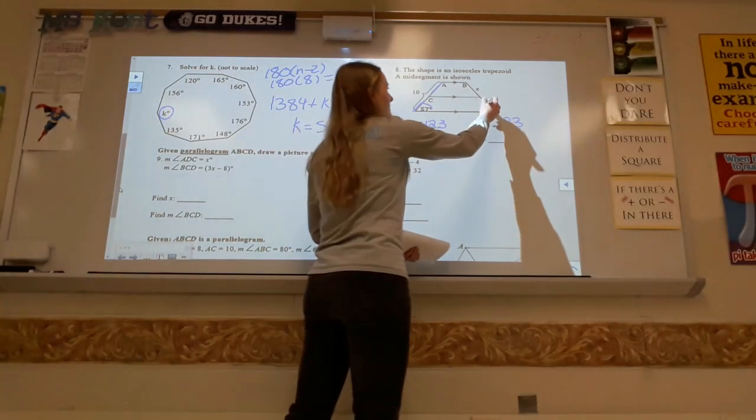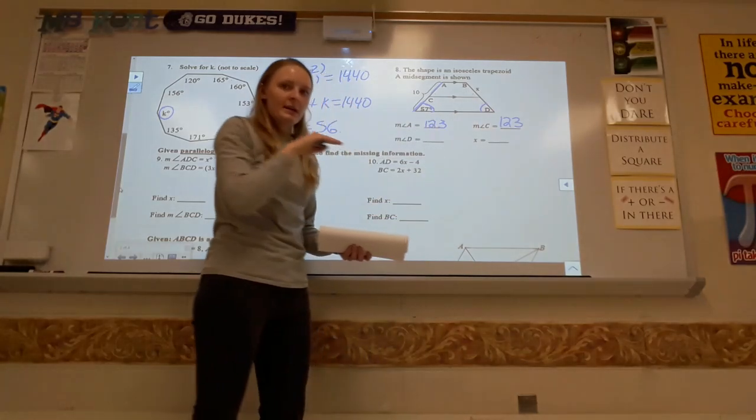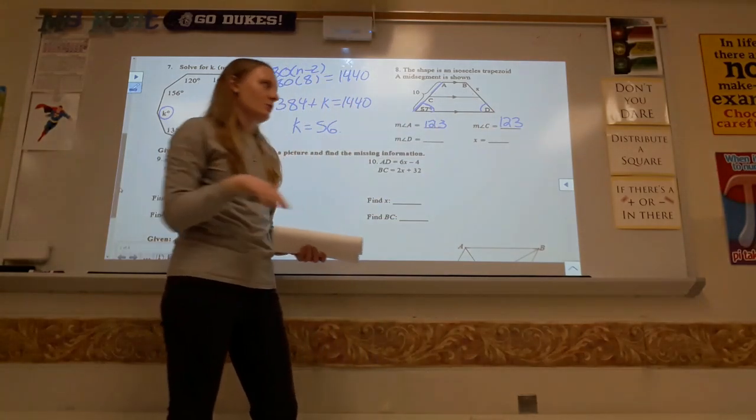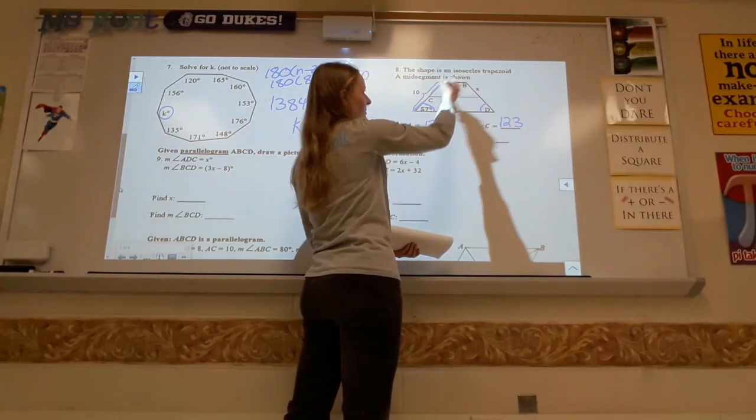Angle D is a base angle. So these two angles of 57 and angle D, those are base angles, and for an isosceles trapezoid, base angles are congruent. So this is going to be 57. And then X is this little segment right here.